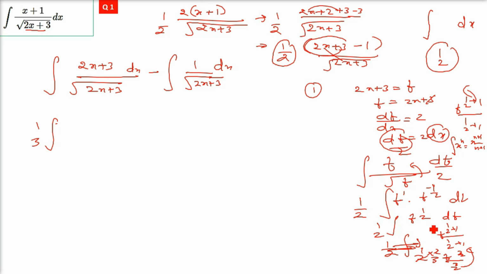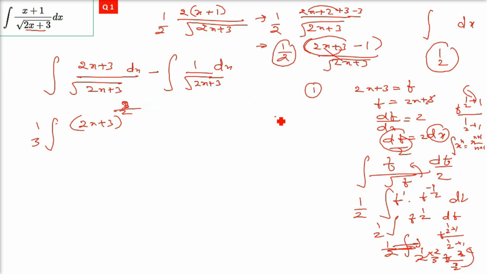And this t raised 3 by 2 is basically 2x plus 3 to the power 3 by 2. Please remember, we have already integrated it. Okay. But there is one more thing which I am going to tell you just now.